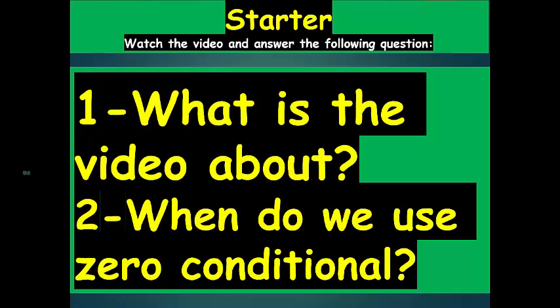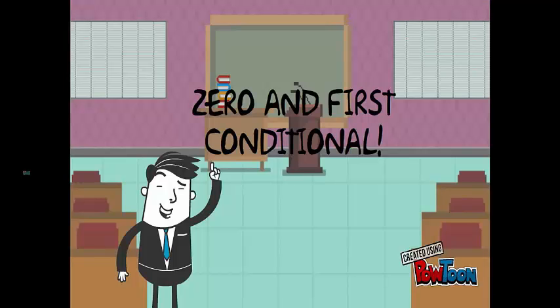As objectives today, we have to complete the rule about the use of the zero conditional, and then make 5 complete sentences by matching the two halves. First, as a starter, you will see a video. Tell me what the video is about, and then when do we use the zero conditional. Watch.